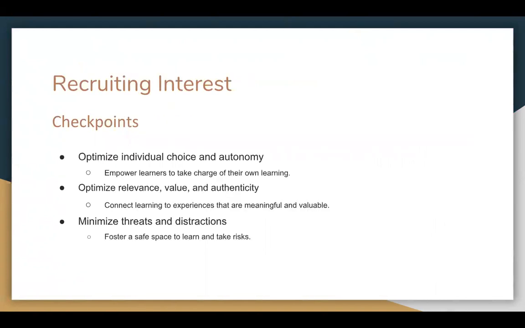For checkpoints for recruiting interest, teachers need to optimize individual choice and autonomy. This helps empower learners to take charge of their own learning. Optimize relevance, value, and authenticity. This connects learning to experiences that are meaningful and valuable to the learners. Also, to minimize threats and distractions. This fosters a safe space to learn, take risks, and also make mistakes, which can lead to further learning.